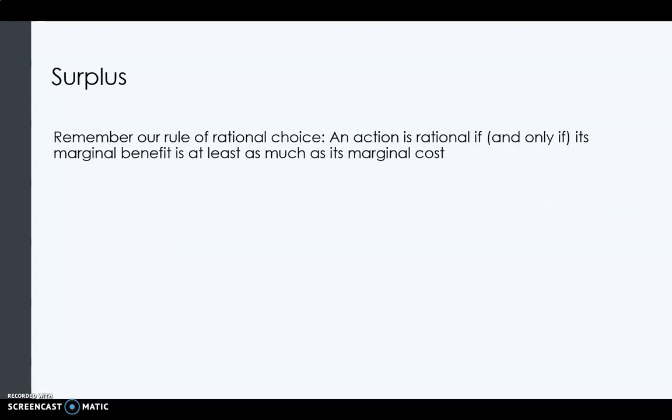Anyway, coming back to the rule of rational choice, and if you're playing the drinking game, now is a great time to take a drink. An action is rational if and only if its marginal benefit is at least as much as its marginal cost. So surplus exists anywhere where your marginal benefit is greater than your marginal cost. So it's the difference there.